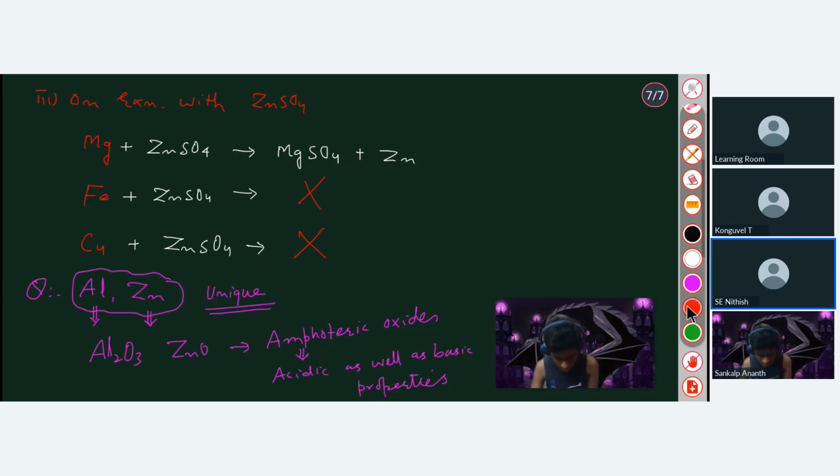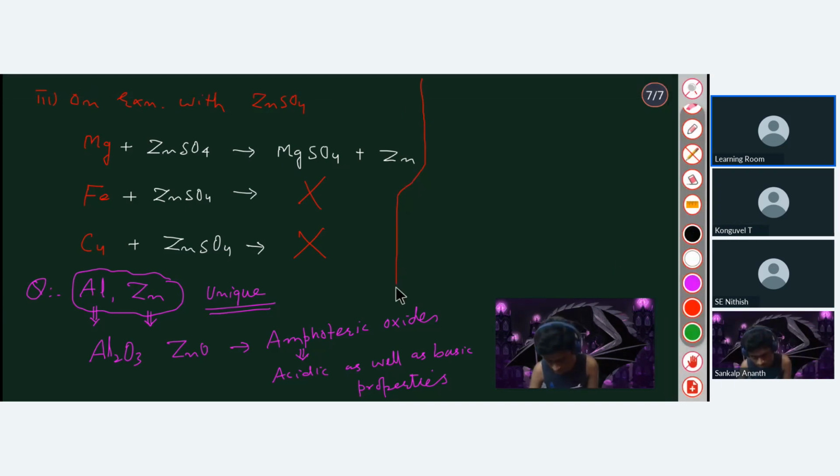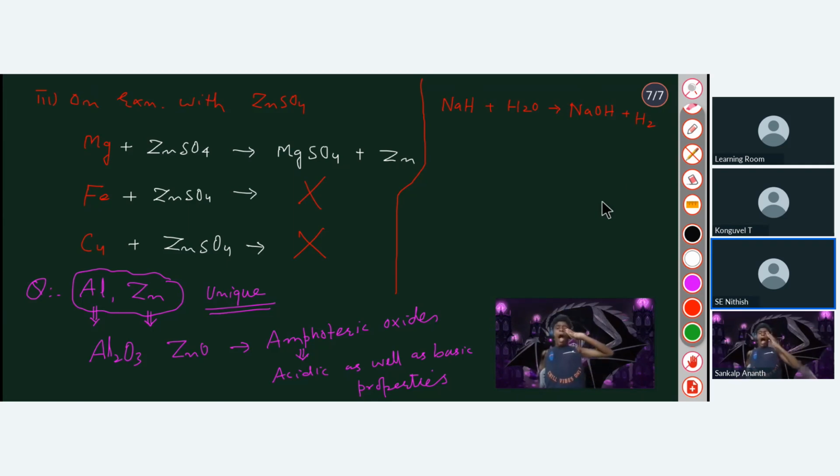Now tell me, if I write here NaH, that is your sodium hydride, and I'm reacting it with water, can you tell me the product? Sodium hydroxide, plus hydrogen. Very good. Can you balance it? It's already balanced, sir. Exactly, it's already balanced.